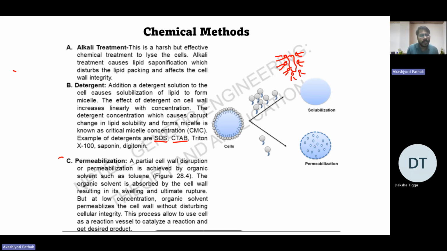Another method is permeabilization. Partial cell wall disruption, or permeabilization, is achieved by organic solvents such as toluene. The organic solvent is absorbed by the cell wall, resulting in its swelling and ultimate rupture. But at low concentration, the organic solvent permeabilizes the cell wall without disturbing the cellular integrity. This process allows us to use the cell as a reaction vessel to catalyze a reaction and get the desired product.